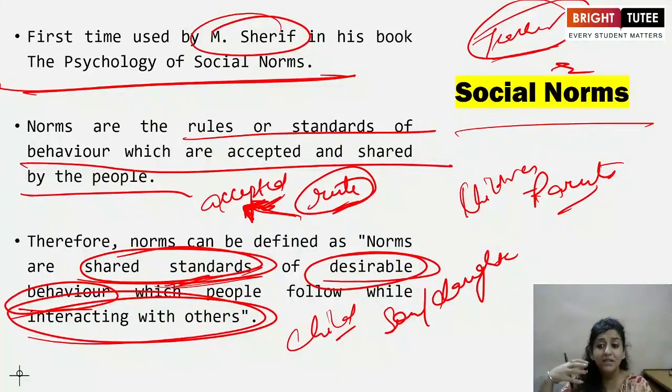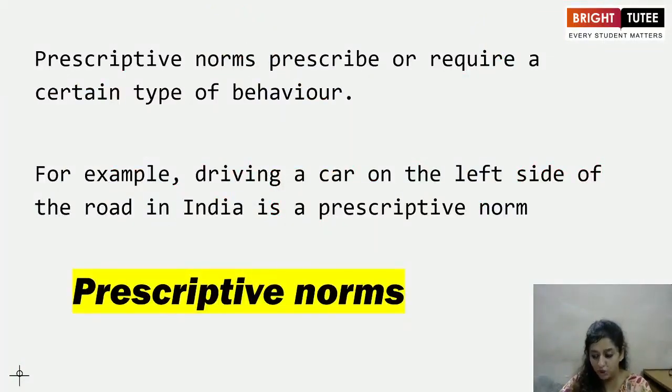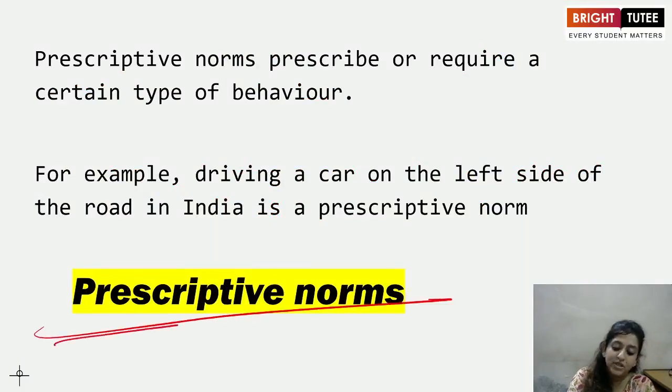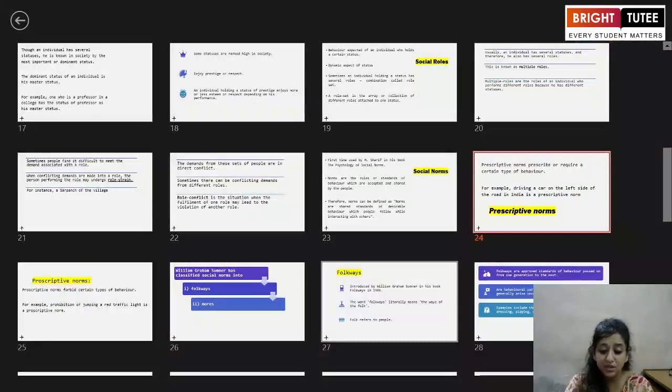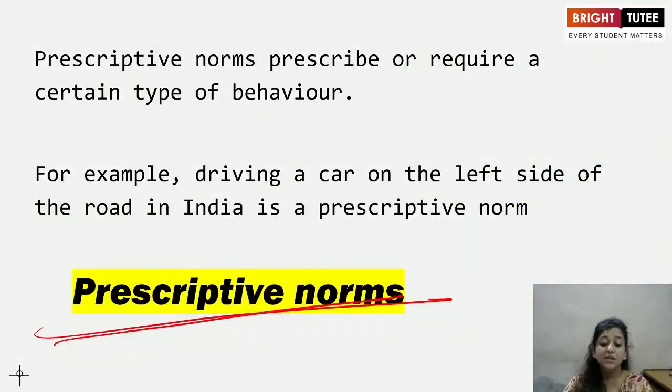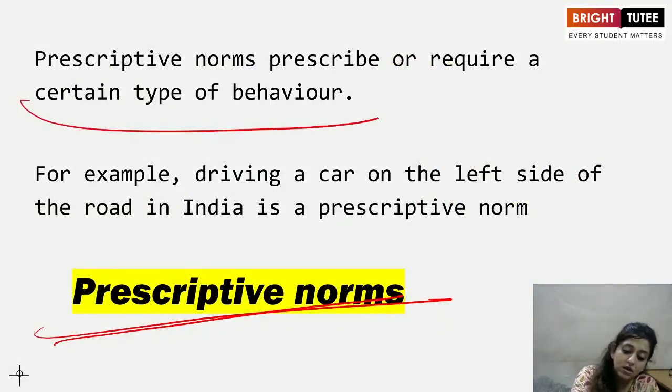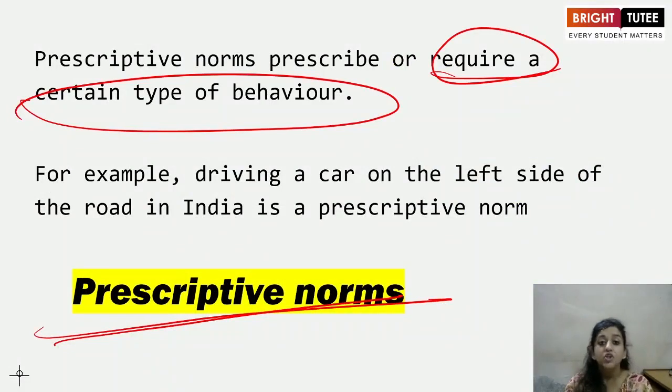So while you're interacting among those social groups, statuses and roles, what your desired behavior or set standard should be is known as social norms. Now there are majorly two types of social norms. One is the prescriptive norm. That means prescriptive norms prescribe or require a certain type of behavior.